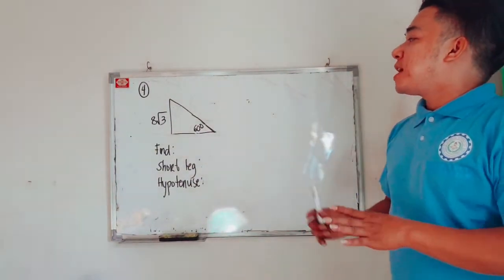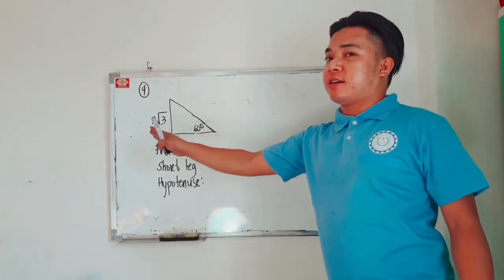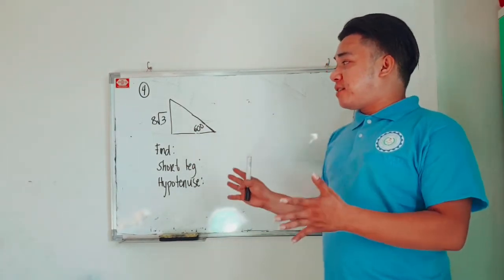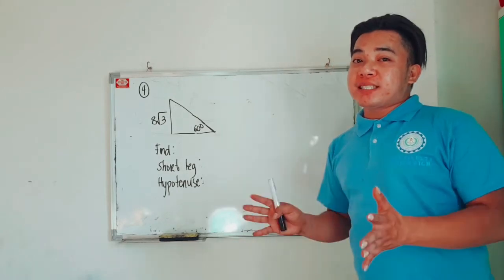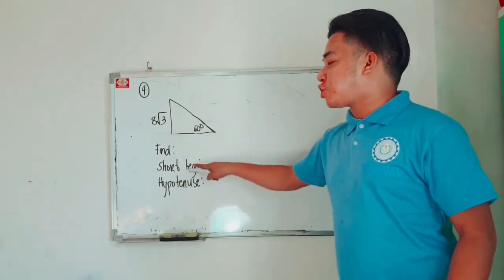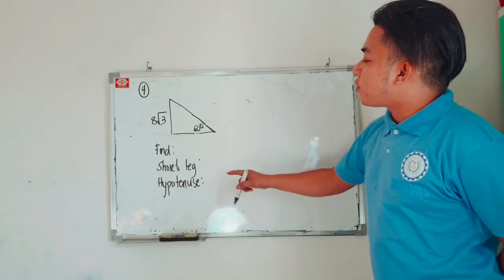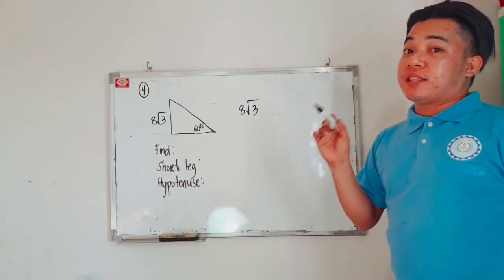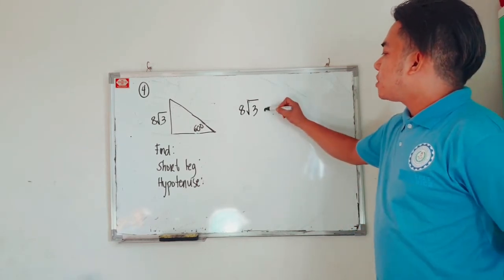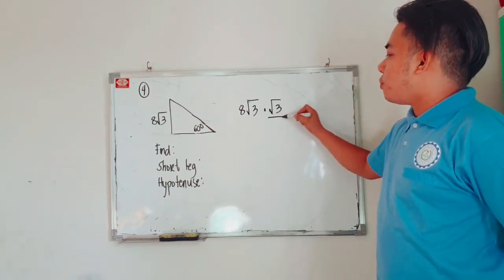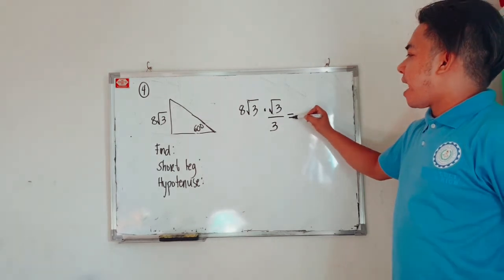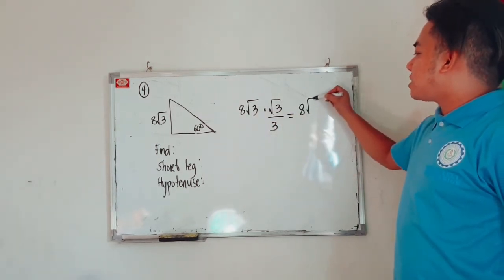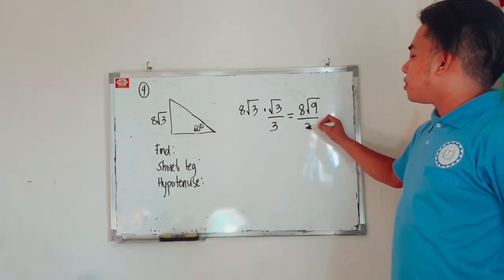Example number 4. The given is the long leg and you are asked to find the short leg and the hypotenuse. If the given is the long leg, the first thing that we need to find is the short leg. So, to find the short leg, all you have to do is multiply the long leg by square root of 3 over 3. So we have 8 square root of 3 times square root of 3 is square root of 9 over 3.